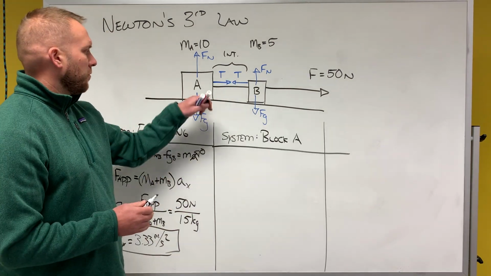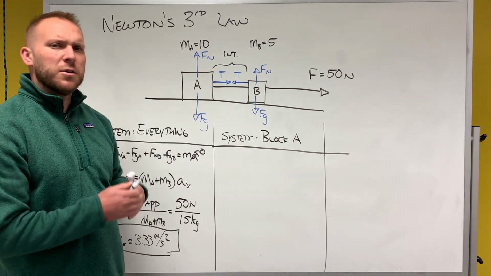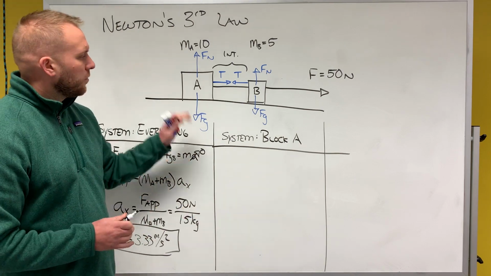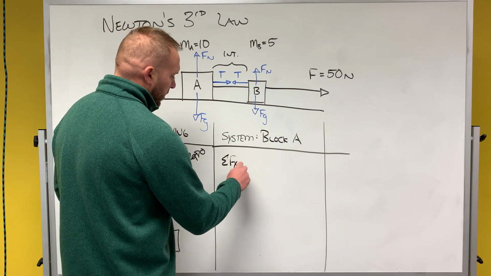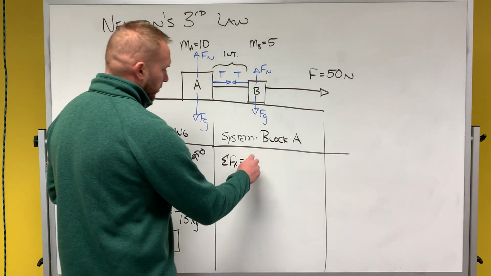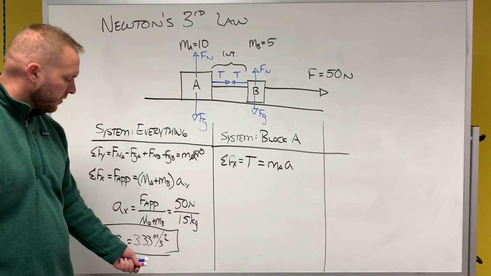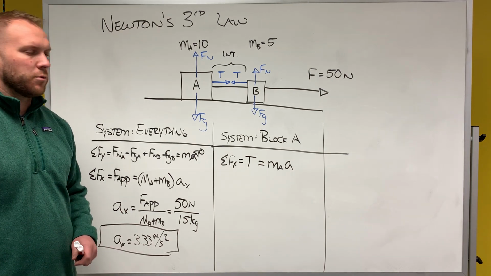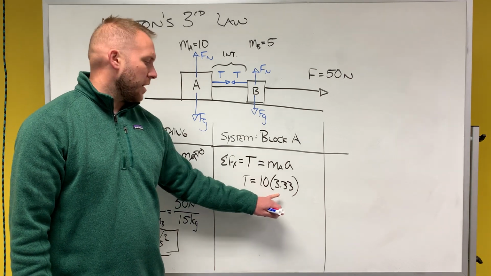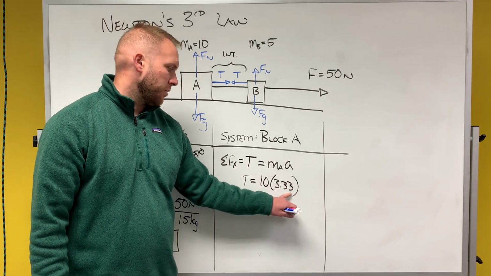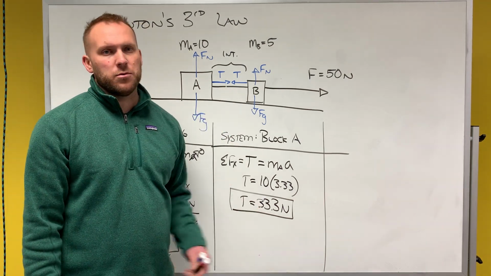So let's look at the system for block A. I'm going to skip the gravitational force and my normal force because we already know that those are going to cancel each other out. So let's just focus on the forces in the x direction. So the sum of the forces in the x direction, that's going to be just my tension force. And that's going to equal the mass of A times the acceleration in the x direction, which we already solved for, which is 3.33. So let's solve for tension. So tension force is going to equal the mass of A times the acceleration it's experiencing, 3.33. So what that tells me is that the tension force at A is 33.3 newtons.